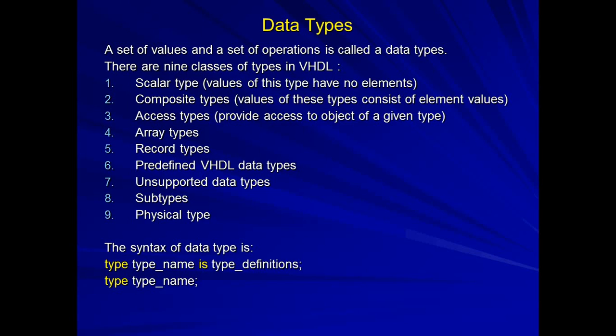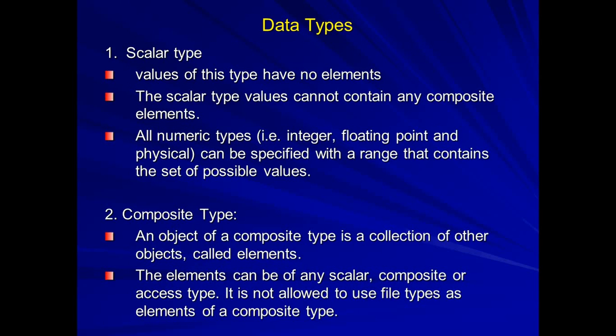To declare a data type, start with the reserved keyword type, then type underscore name. Type underscore name is the data type, is type underscore definitions. After that, we have to declare the objects of type underscore name. Let's see the first data type, scalar. Values of this data type have no elements. The scalar type values cannot contain any composite elements.